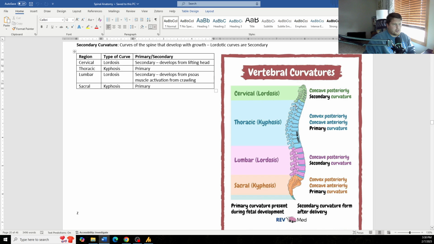Sometimes, very rarely, they'll talk about these curves in terms of convex versus concave. Which part is concave? Which part is convex? So if you look at the curve, identify. With the kyphosis, for example, the anterior portion is going to be our concave, posterior is convex, and cervical and lumbar are going to be opposite that.